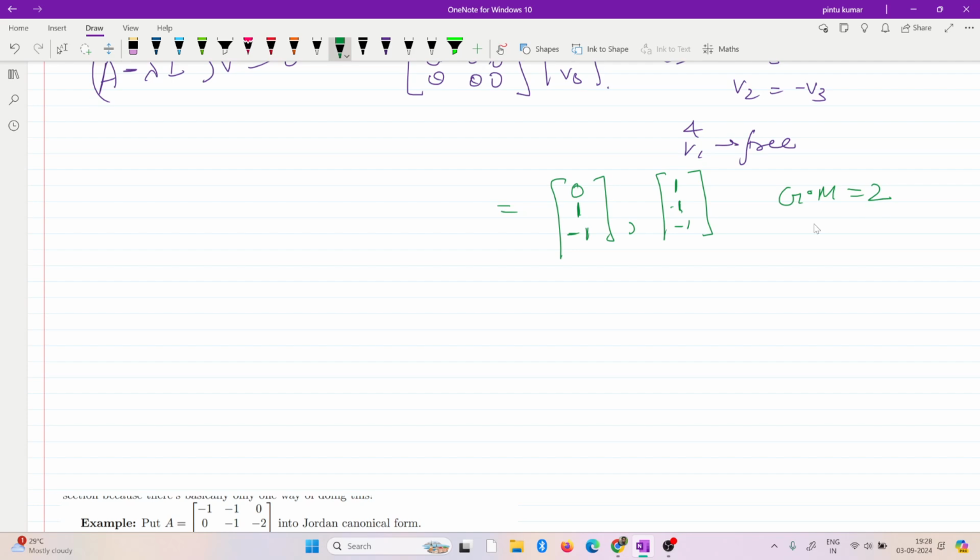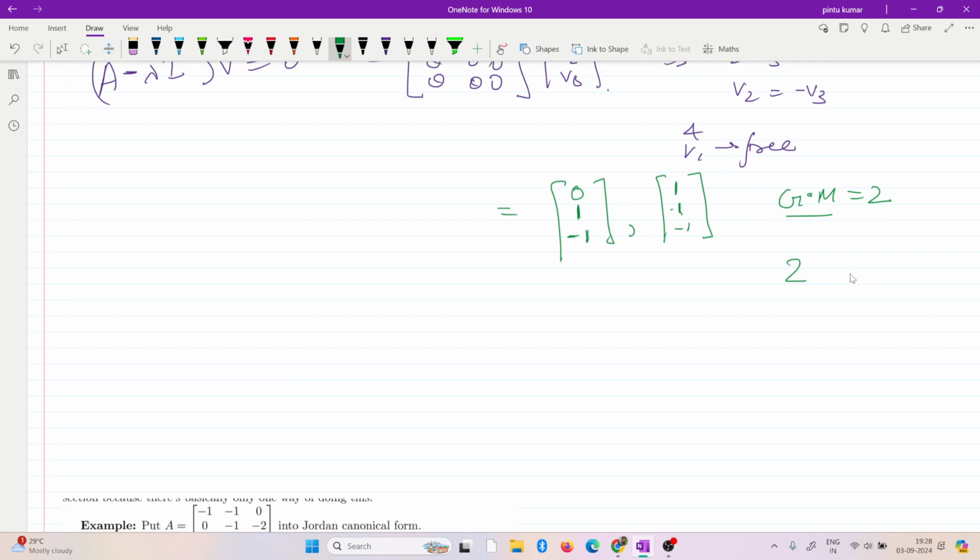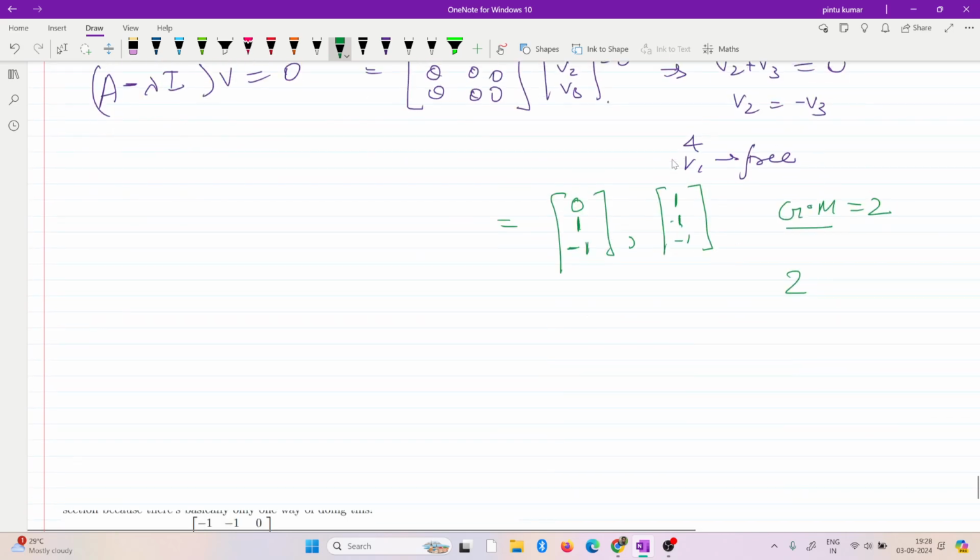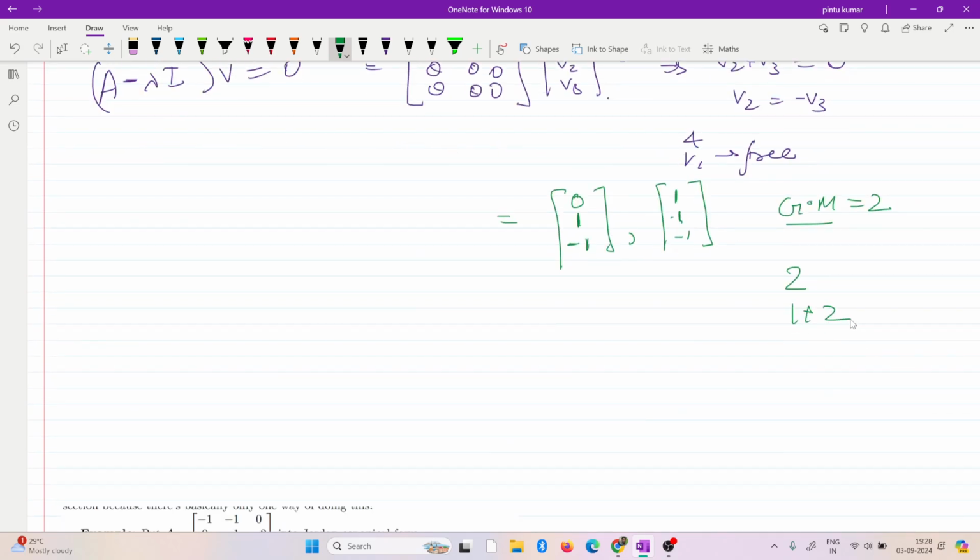Okay. Now geometric mean gives you number of Jordan blocks. So you have 2 Jordan blocks, and total sum of size of Jordan blocks is 3, right? So it can be either of form 1 plus 2, or it can be of form 2 plus 1. So there are 2 possible Jordan canonical forms for this one.